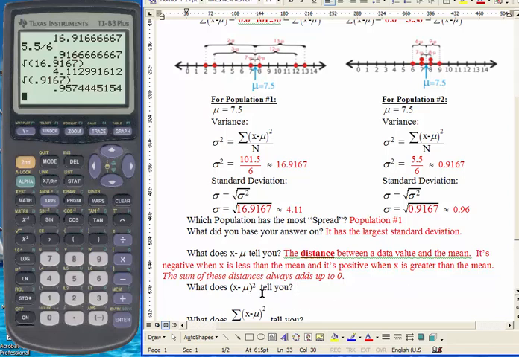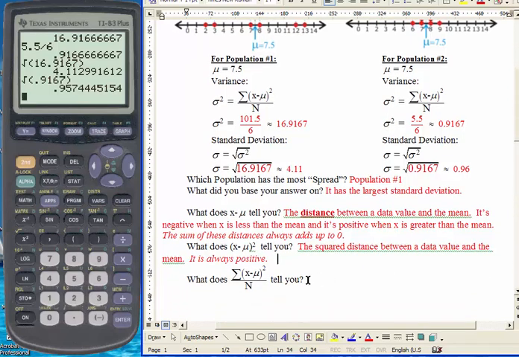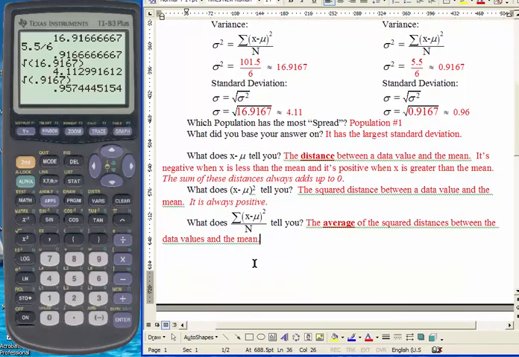Now, the column after that, why are we squaring this x minus mu? Why would we do that? Well, it represents the squared distance between a data value and the mean, and it's always positive. So it's going to add up to something besides 0. Now, what does this tell you? Well, I suppose you could say the variance, but I think it'd be a little more informative if you stated what the variance is telling you, which is the average of the squared distances between the data values and the mean.